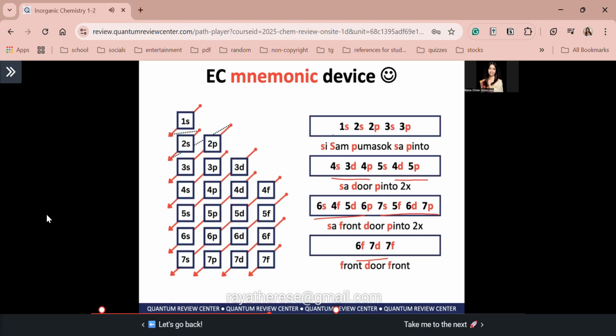Sabayin nyo ako, kahit nanonood lang kayo, para ma-memorize yun na agad. Hindi nyo na kailangan balikan. Okay, go. Si Sam, pumasok sa pinto. Sa door pinto. Sa front door pinto. Front door, front. Oh, di ba?